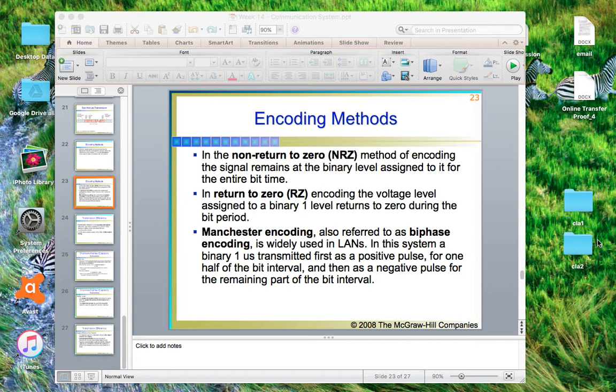And we can also have Manchester coding, which is also called biphase coding, and which is widely used in LANs nowadays. Over here the binary one is transmitted first as a positive pulse for one half of the bit duration, and then a negative pulse for the remaining part of the bit interval.